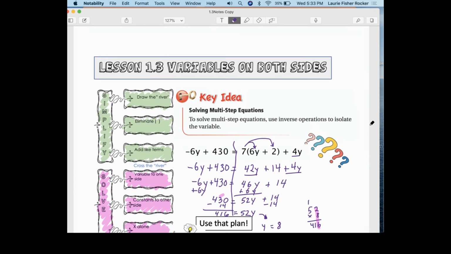So here are lesson 1.3, variables on both sides. I'm going to also attach a video going through some example problems from Get More Math and give you a chance to do some more practice on those. Okay, all right.